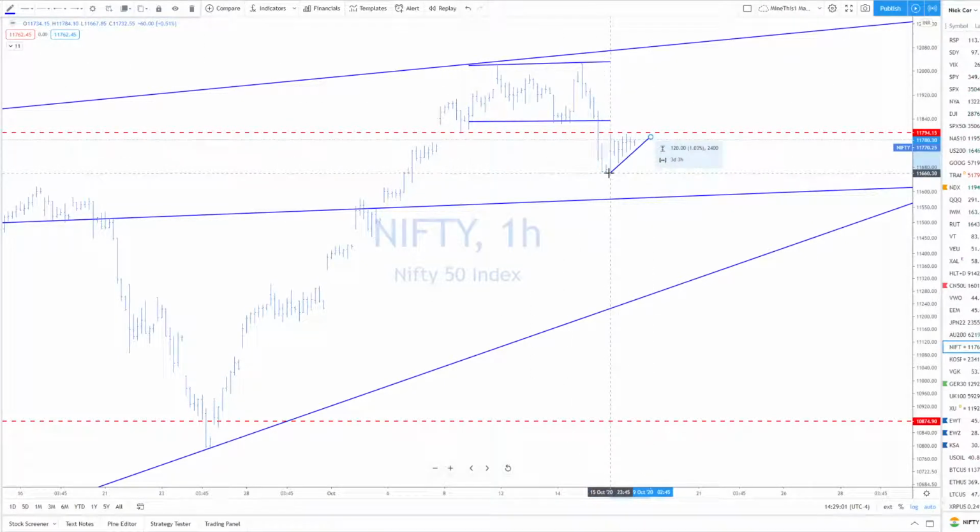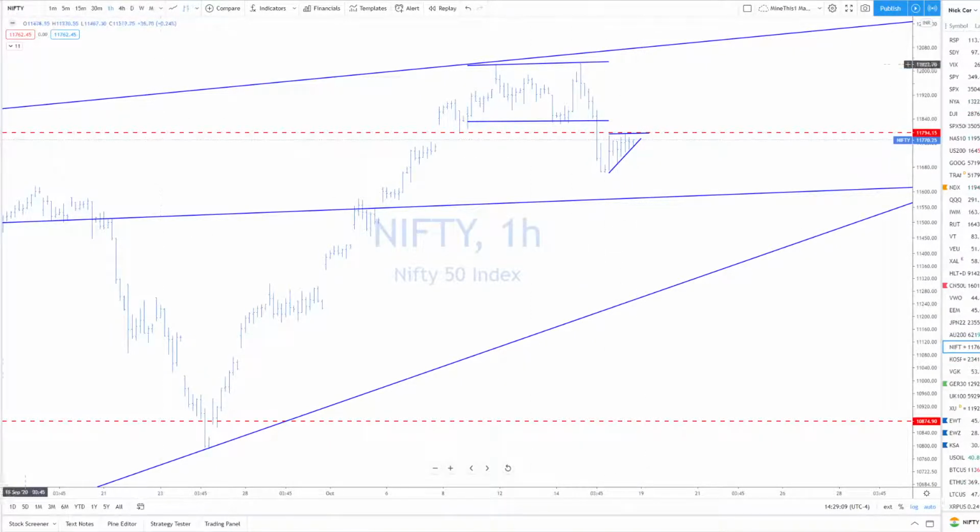Okay, didn't do a good job to go back into structure of the bear flag. All right, so the next move on this one should be lower.